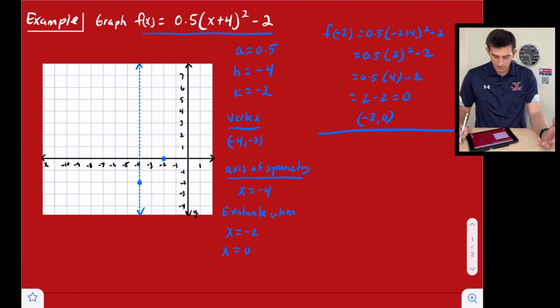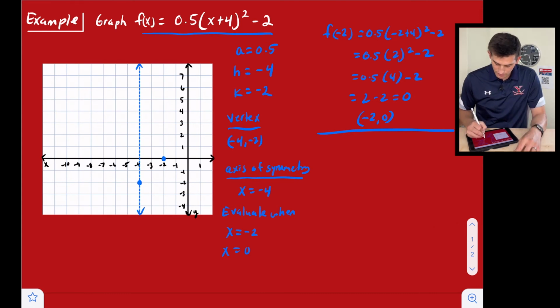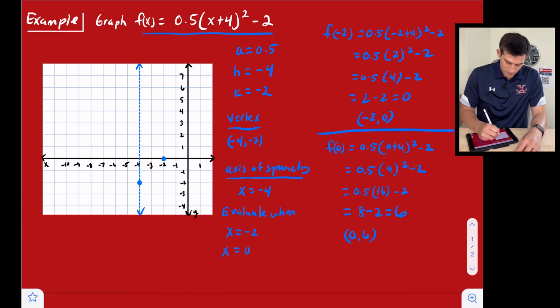Now we're going to evaluate when x is 0. So we're going to say the f of 0 is equal to 0.5 times 0 plus 4 squared minus 2. And once again, we're going to evaluate. So 0 plus 4 is 4. 4 squared is 16. And half of 16 would be 8, and 8 minus 2 would be 6. So we have a point at 0 comma 6, and we can plot that right there.